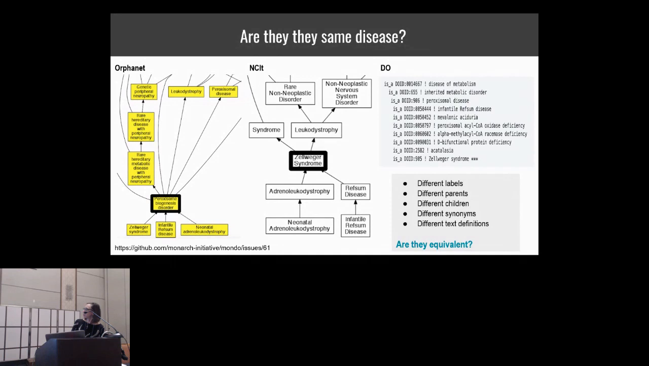And then we have the disease ontology, where Zellweger syndrome is a child of autosomal disease directly. And so there are different labels for many of these related terms, different parents, different children, different synonyms, and different text definitions. So if I'm a clinician trying to diagnose a patient with Zellweger syndrome, which definition do I use? And it's very hard to reconcile these definitions across sources.